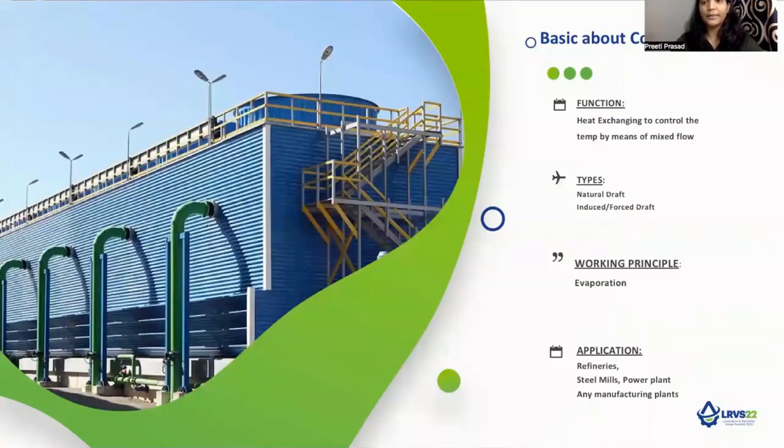Before getting into the detail, I would like to briefly cover the basics of the cooling tower. A cooling tower is used as a heat exchanger to control the temperature by means of mixed flow, in which the entrained air is used to evaporate the surface water by the latent heat, at the cost of lowering the temperature. It is of two types, natural draft and induced draft. In natural draft, there is no moving component. In the forced draft, it comprises gearboxes and an electrical motor.